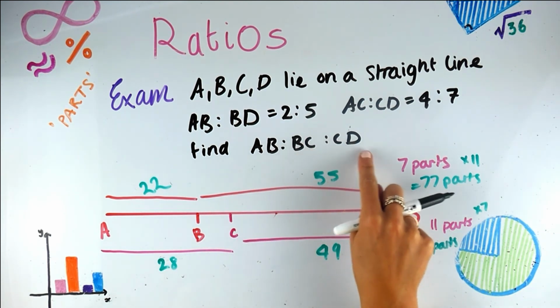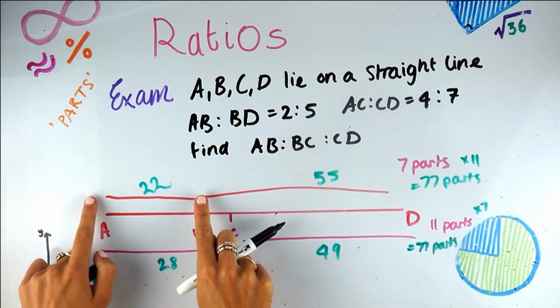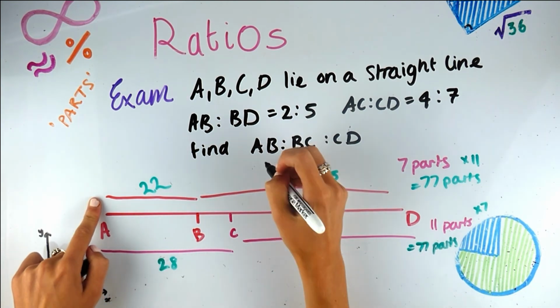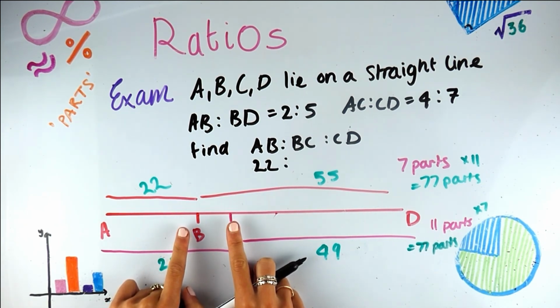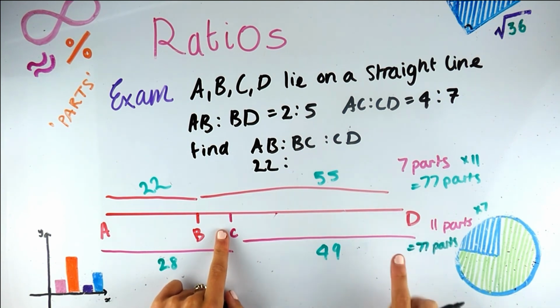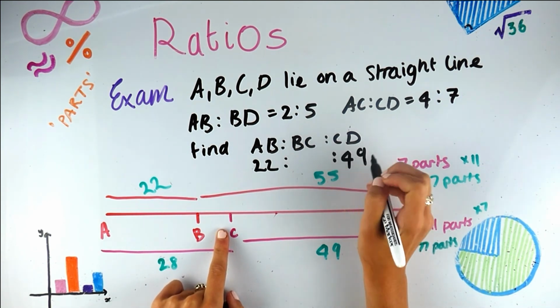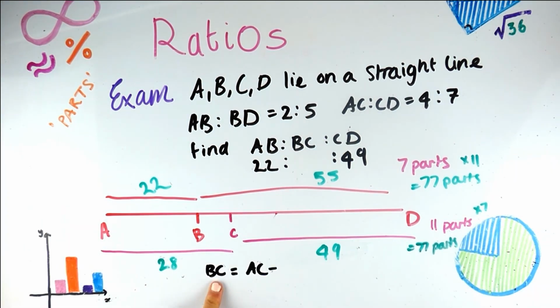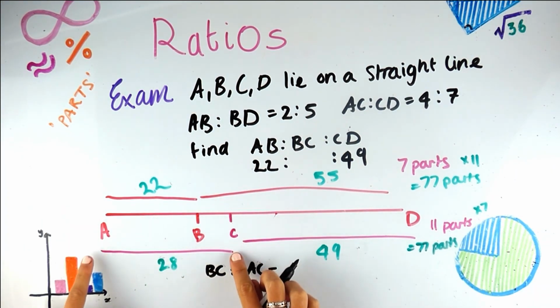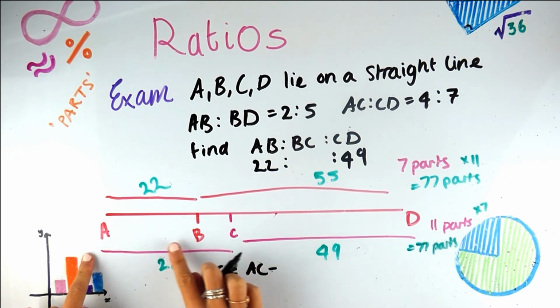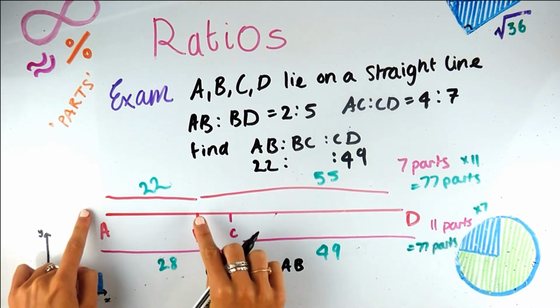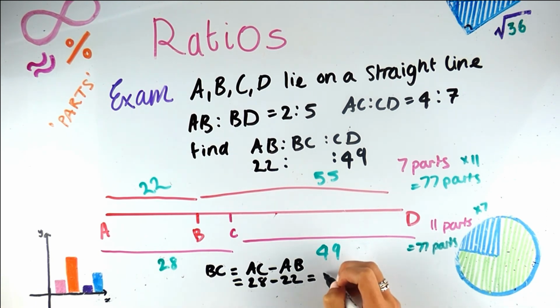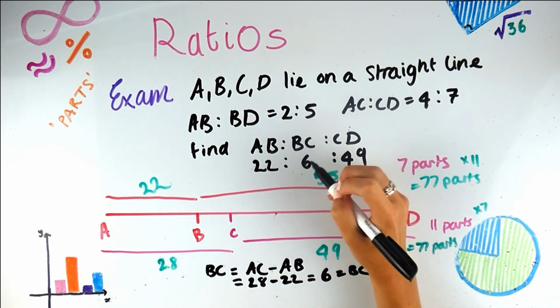So it wants AB, BC, CD. So if we look from A to B, we already know that value, we've worked it out, so that is 22. BC is this gap here, don't know that yet, but we can work that out. But let's go to CD, from C to D, it's this bit here, and that is 49. So we've just got this BC bit to find, and we know that BC, this gap here, is A to C, take away this distance here, A to B, and we know A to C is 28, and we know A to B is 22, so that 28 minus 22 is 6, so we know that BC equals 6, and we can put that in there.